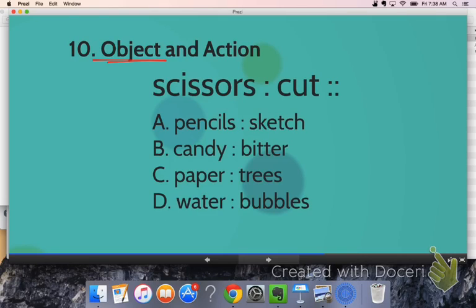So just like scissors cut, pencil sketch. Candy is described as bitter, so this one again is a quality. Paper is made of trees, so that could be a part to whole. And then water has bubbles. It can have bubbles. Really, bubbles are made of the air, so that one's wrong too. So it's pencils sketch.